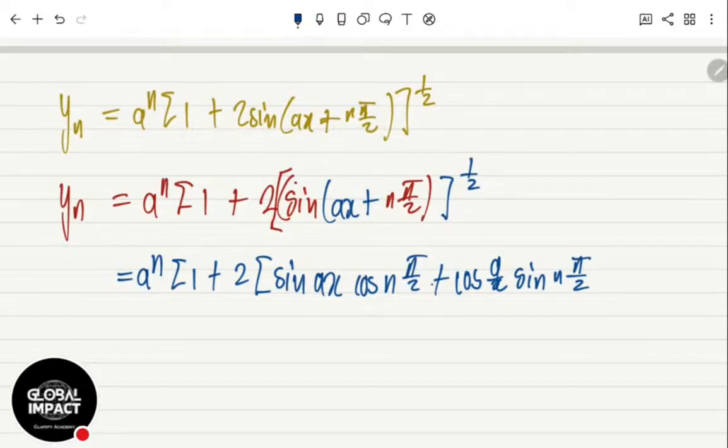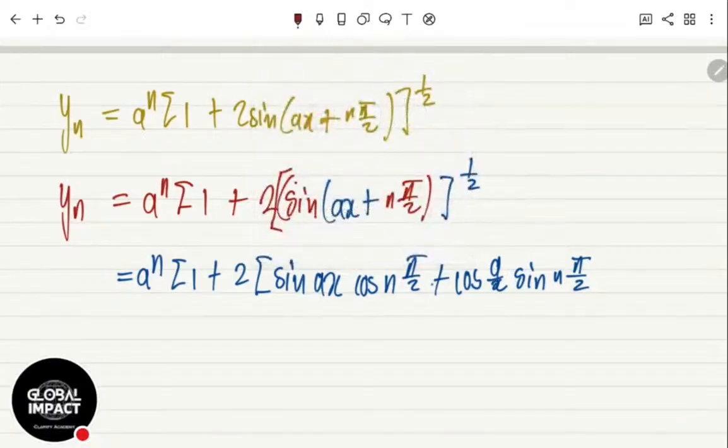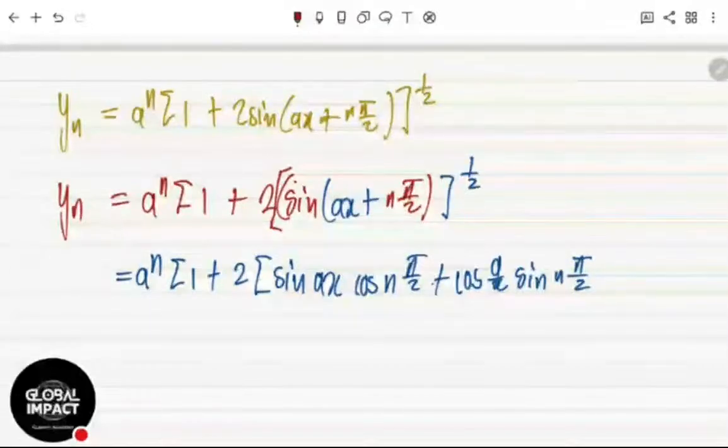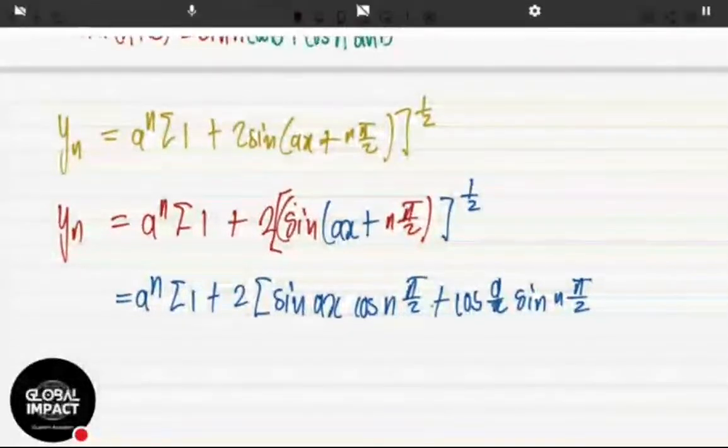Now, what are you going to do here? We now have sine n pi over 2 and cos n pi over 2. All we need to do now is to get rid of this over 2 and make it just a pi. Once I have it like that, I will be able to know what to put, and I'll be done. This is going to be the very last stage. Can you see the stages which I've done up to now?